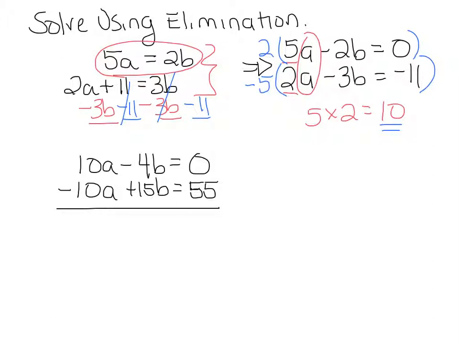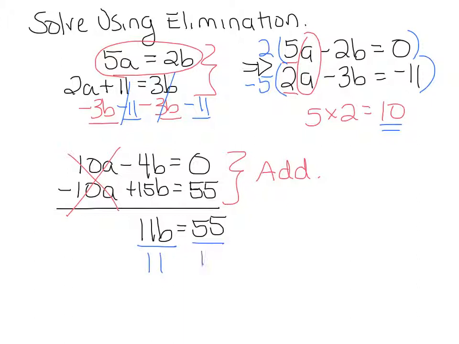Now I'm going to add these two rows together. The 10a's cancel out, and I'm left with 11b equals 55. Now I'm going to solve this for b. Divide both sides by 11.